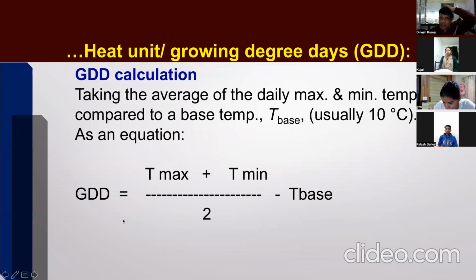Now you can see how you can calculate the growing degree day for each day. Take the average of the daily maximum and minimum temperature and compare it to the base temperature, T base, usually 10 degrees centigrade. So this is how you can calculate growing degree day. I told you, say, maximum temperature was 40 plus, say, 20 was minimum, and then divide by 2. So 60 divided by 2 is 30, minus base temperature 10. So in one day, this temperature will give us 20 degree heat unit.